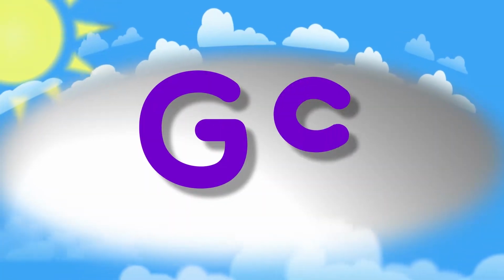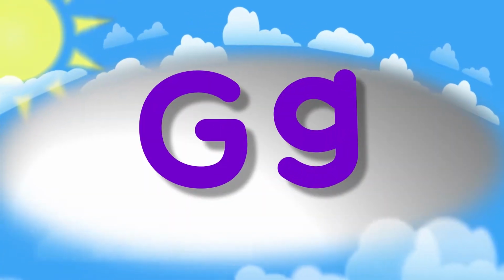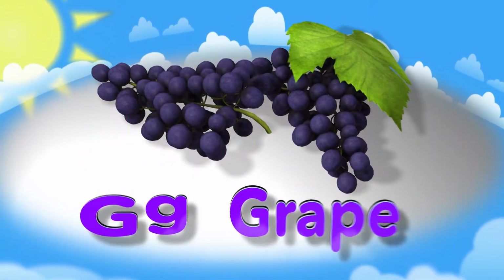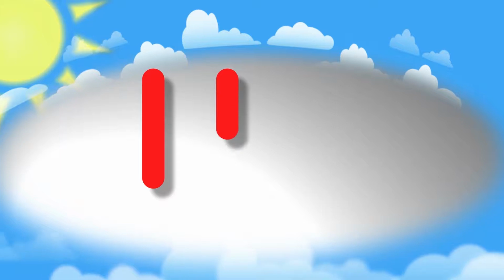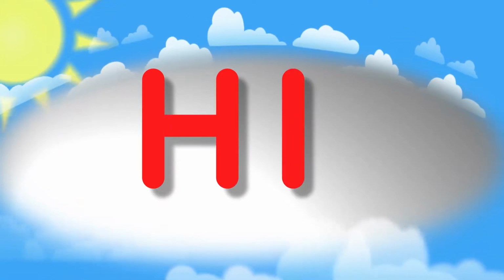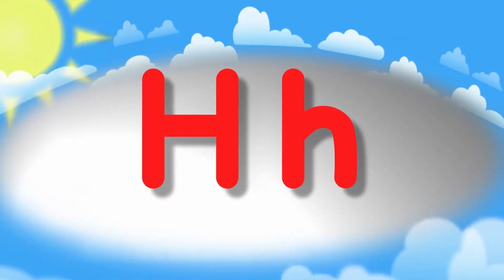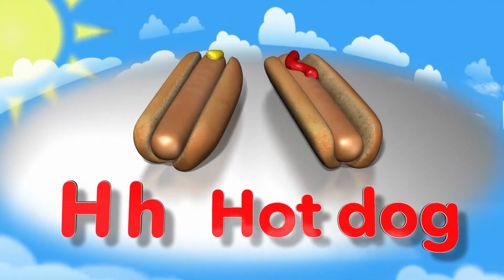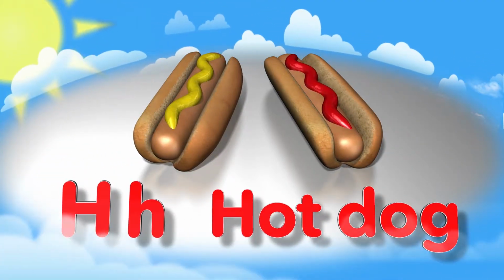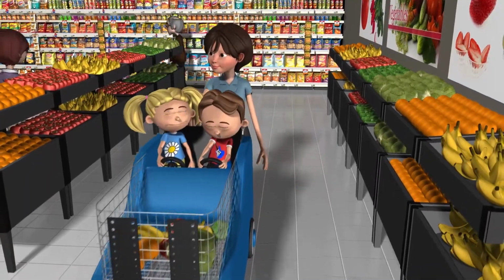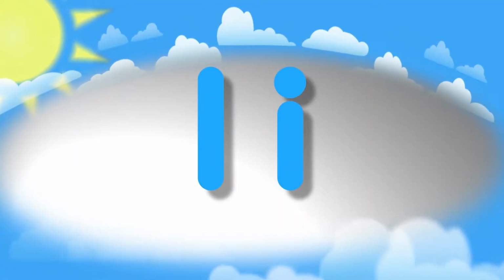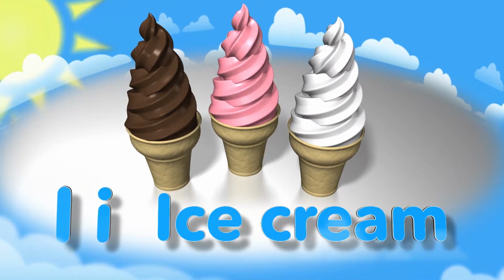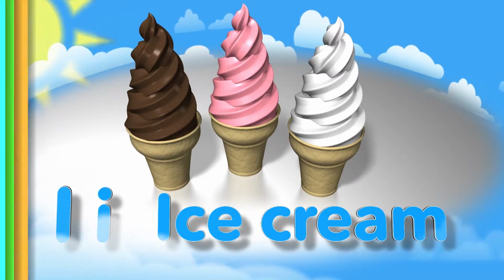Uppercase G, lowercase g. G is for grape, grape. Uppercase H, lowercase h. H is for hot dog, hot dog. Uppercase I, lowercase i. I is for ice cream, ice cream.